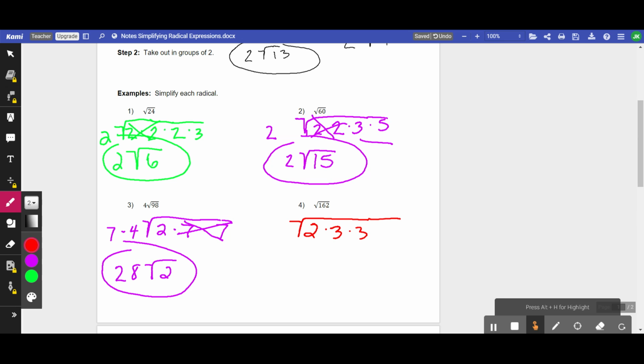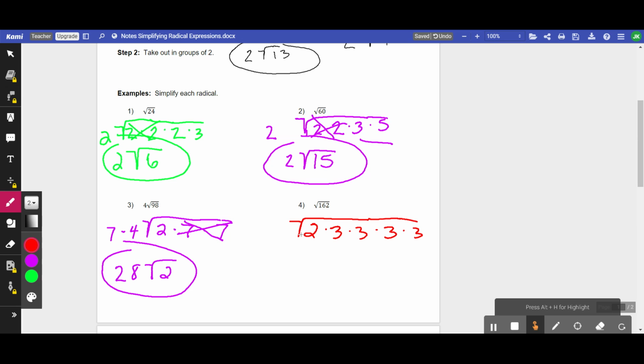And then, so 9, you can take another 3 out of your 9. So you can write your another 3 here. And then when you take the 3 out of 9, then you're left with a 3, which is also prime. So there'll be 4 3s here. And you can always multiply these together to make sure you do get the 162 there, just since it's kind of long, to make sure you didn't miss anything.